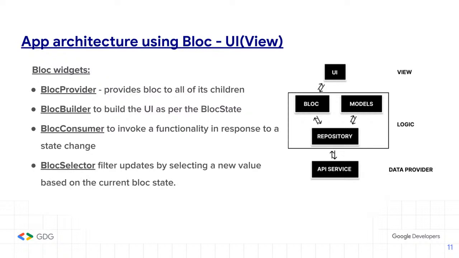Next, we have the Bloc widgets. Now, in the entire Bloc, there are going to be 4 widgets. So when you make an event call, it's going to call the API, and the API is going to return the data, which will then be emitted as a state in the UI. Now, how will the UI know that the Bloc has emitted a state?